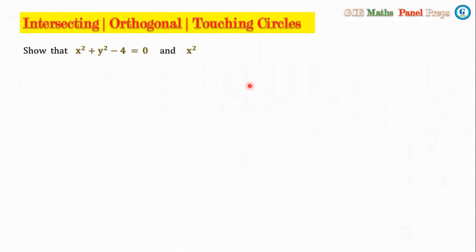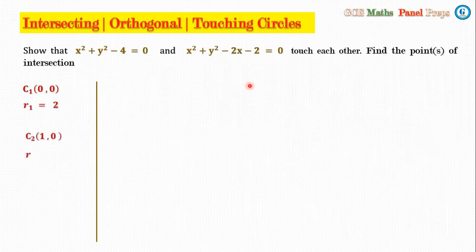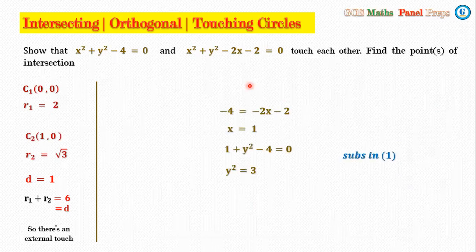All right, show that x squared plus y squared minus 4 equals 0 and the other circle touch each other. Find the point of intersection. So this one is the same thing. So we solve this one. You have to find the center and radius of the first circle, the center and radius of the second circle, and the center-to-center distance. And here, you see these two circles touch externally. So you can find the common point of intersection.